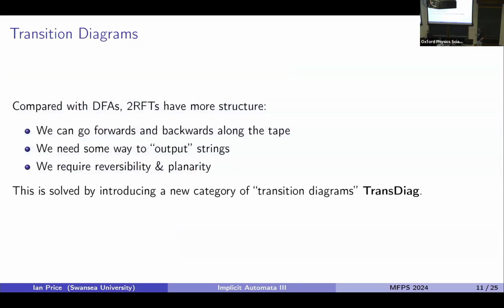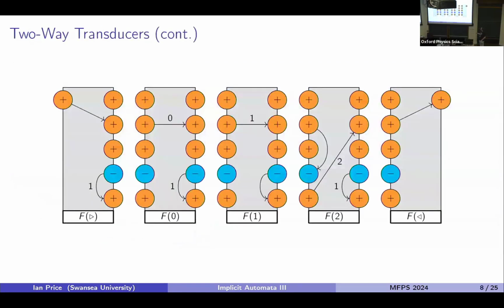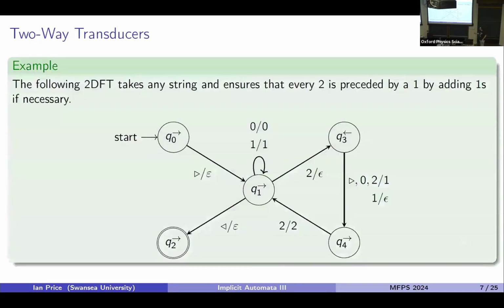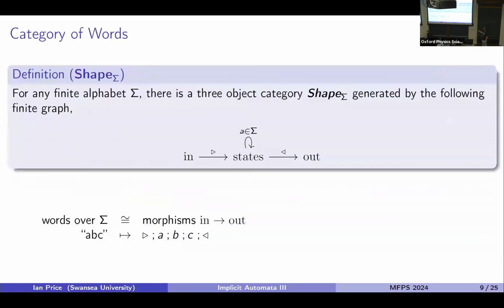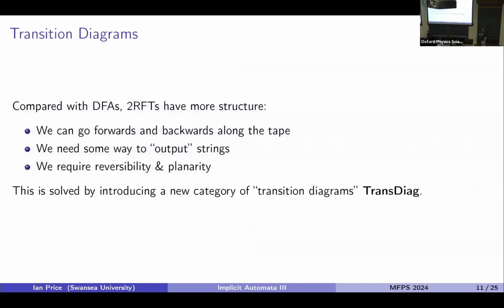And it's not immediately apparent when you look at a picture like this that you can actually do this, because this category here looks like you're just processing it start to finish. So we need to cook up something a little bit more complicated, that lets us go backwards and forwards, and that encodes our constraints of reversibility and planarity and the ability to output strings. So we have this category of what I've termed transition diagrams. This is related to the Int construction that Samson Abramsky talked about yesterday.